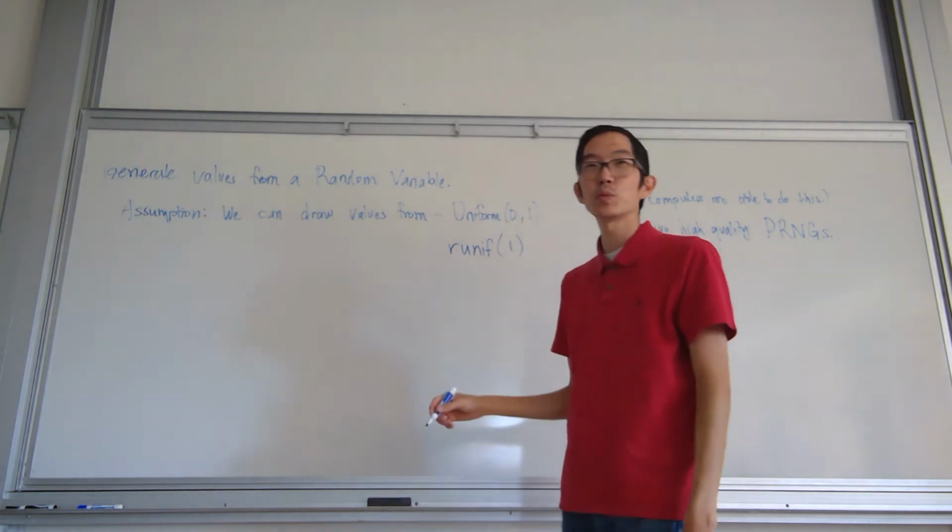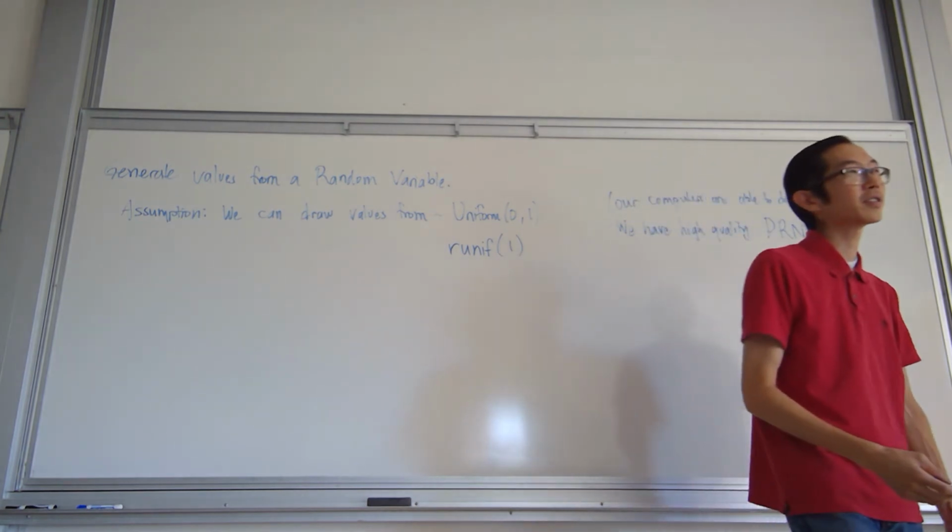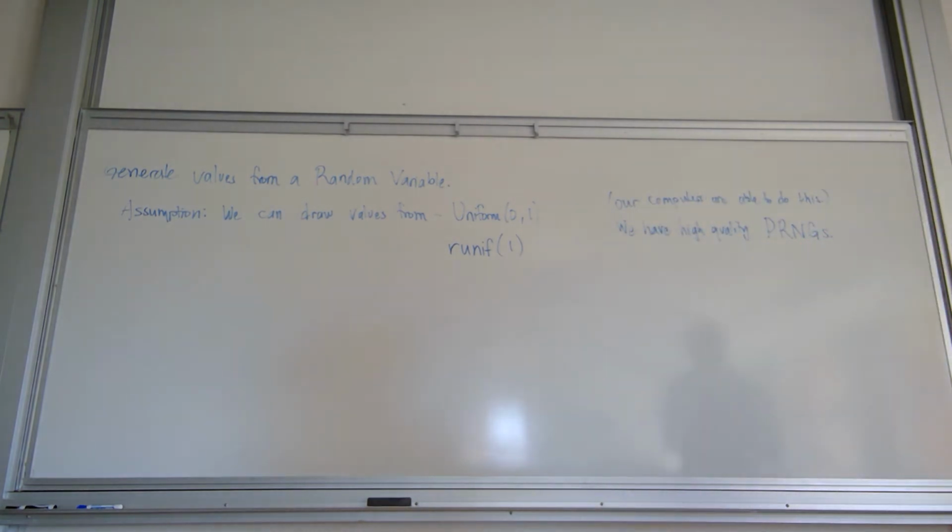RUnif1 just says give me one random number, and it's going to give you a number between 0 and 1, right? Our computer's default pseudo-random number generator is the Mersenne twister. It's a complicated algorithm to generate random numbers, but it's very good. It's passed a barrage of tests.